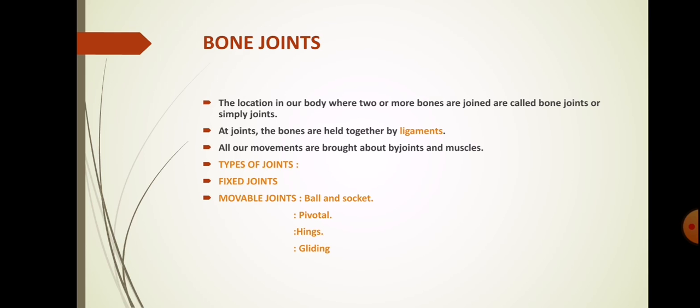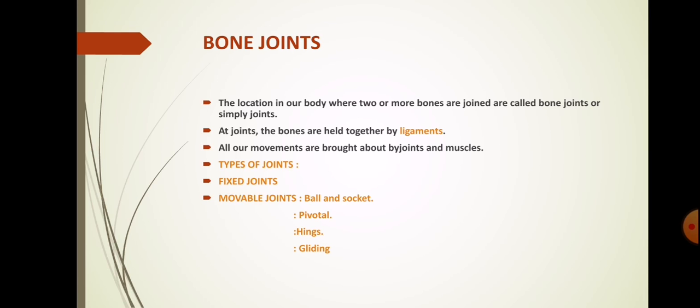All our movements are brought about by the joints and the muscles present in our body. Because of the muscles and because of the joints, we are able to move. Basically, at the joints, these bones are held together by ligaments. Ligaments are nothing but a white tissue present in our body, and they join two bones together.